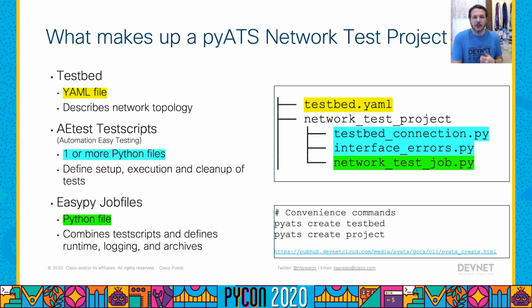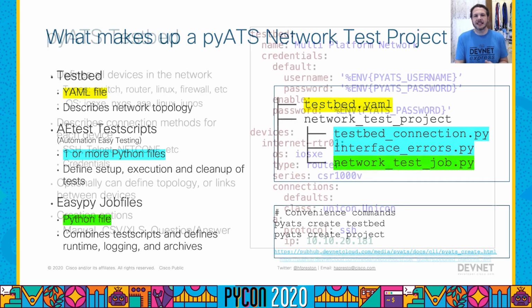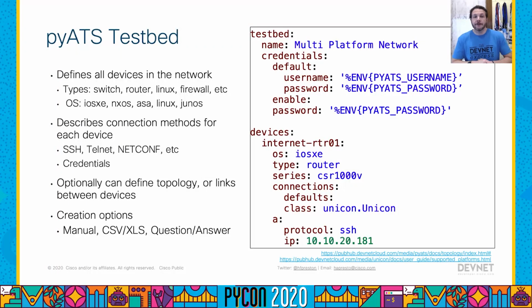Now let's jump through each one of these three components to take a look deeper. First, we have our pyATS testbed. As I mentioned, this is going to define all of the devices in the network. Now we have a variety of types that you may have inside of your testbed. You'll have switches, routers, firewalls, but you may also have Linux end hosts that you could use as part of your test execution for traffic generation or just verifying that the network is functioning as expected.